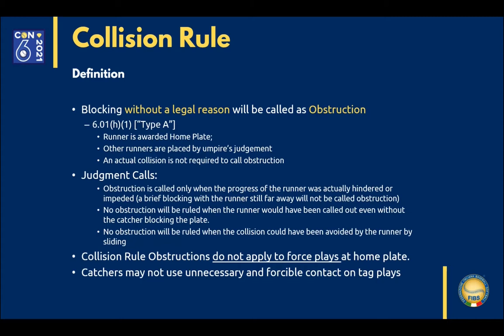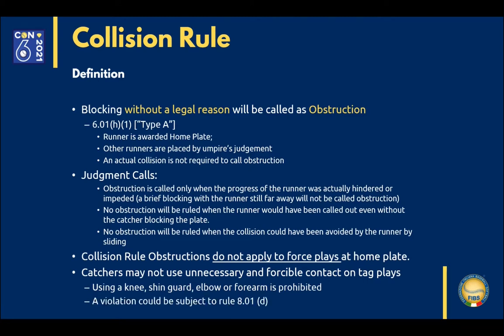As for the runners, it's the same for the catchers. Catchers may not use unnecessary or forcible contact on tag plays. So it must be, I would say, reasonable. Using a knee, shin guard, elbow or forearm is prohibited. A violation could be subject to Rule 801D, which will be followed by an ejection because of unsportsmanlike conduct.